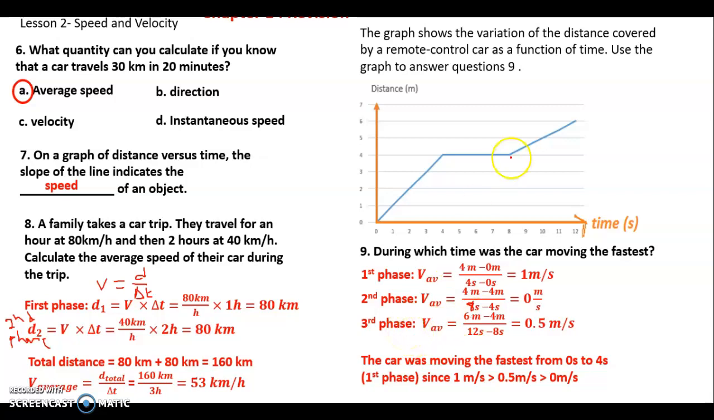And in the third phase, we have the average is equal to 6 meters minus 4 meters over 12 minus 8, so this is 0.5 meters per second. The car was moving the fastest from 0 seconds to 4 seconds in the first phase, since we have the greatest average speed here, and it's clear the line of D versus T is the steepest here.